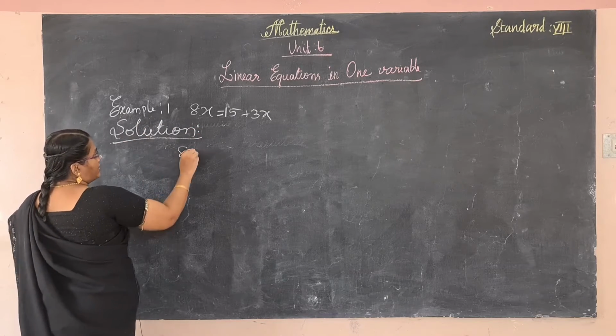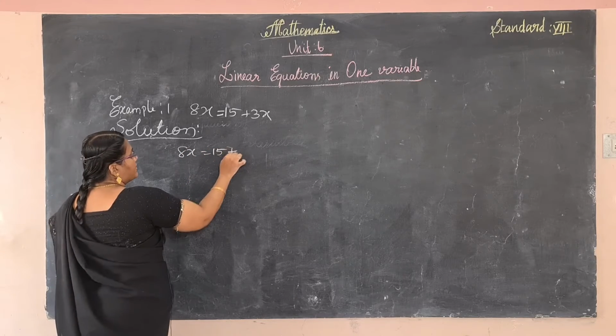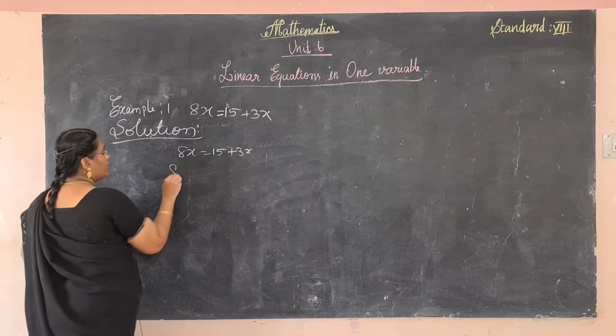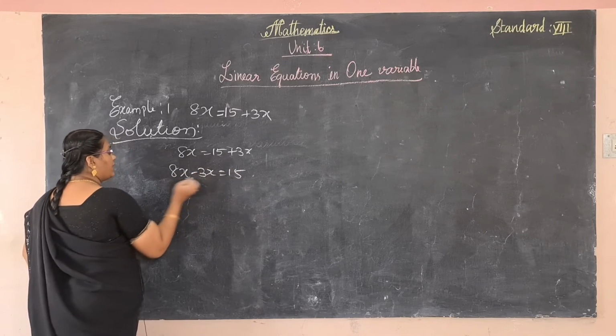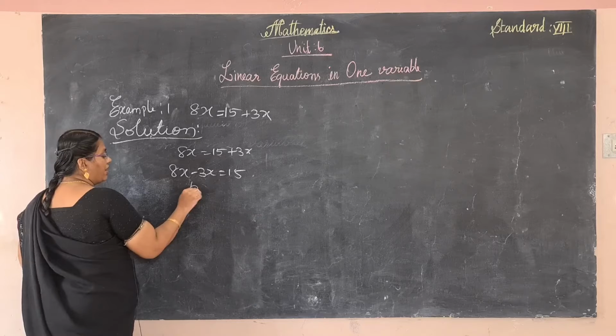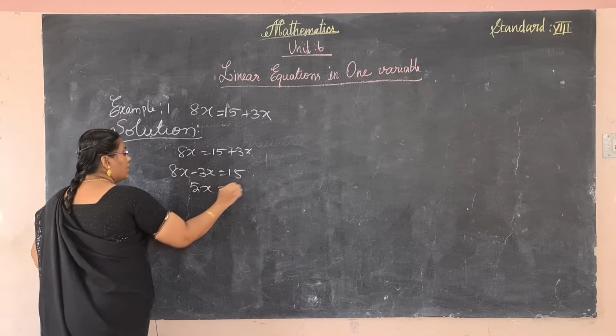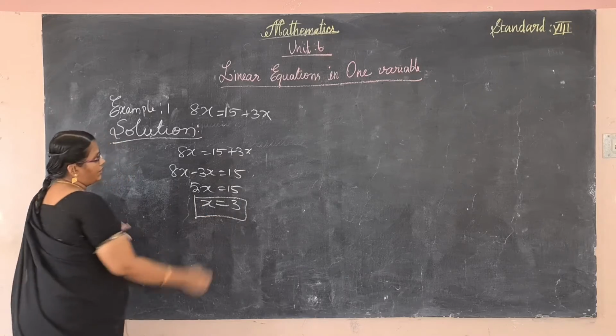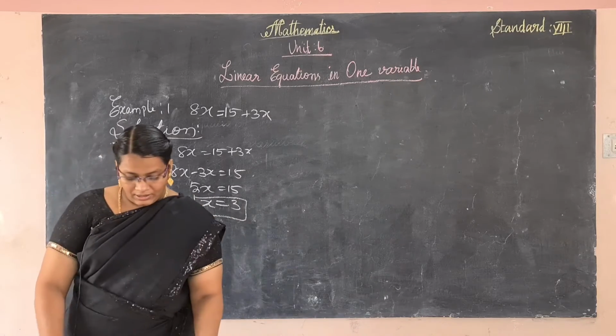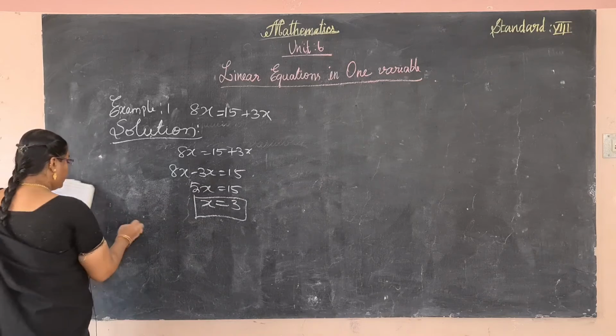So 8x is equal to 15 plus 3x. So 3x comes to this side, 8x minus 3x is equal to 15. Subtracting, from 8x we get 5x. So x equals 3. That's it.